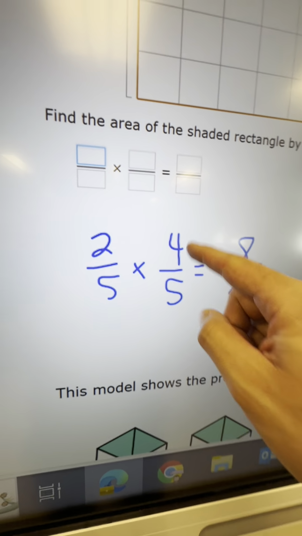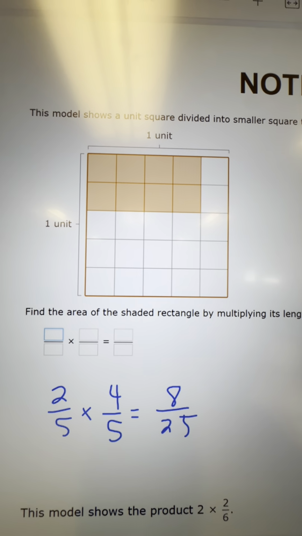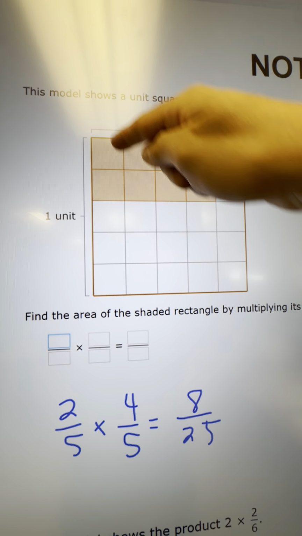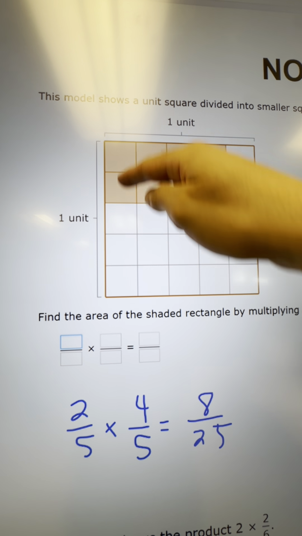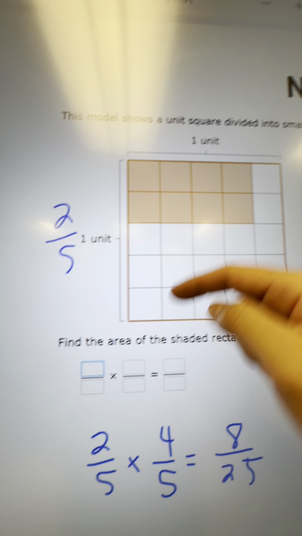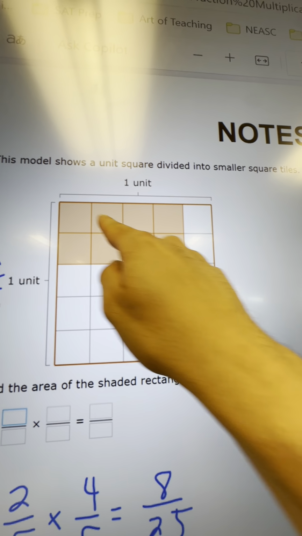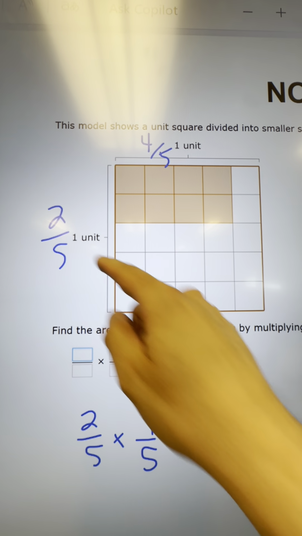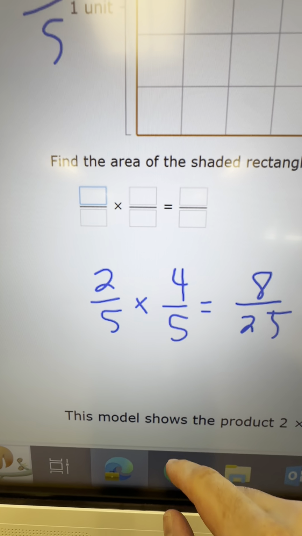So why is 2/5 times 4/5 equal to 8/25? If you look at this visual model here, you can see it's a 5x5 grid, and out of these 5 squares here, 2 out of the 5 are shaded in. So 2 out of 5 are shaded in this way, and if you look here, 5 across, 4 out of 5 are shaded in over here. So this right here is a model for 2/5 times 4/5, which is what I have here, 2/5 times 4/5.